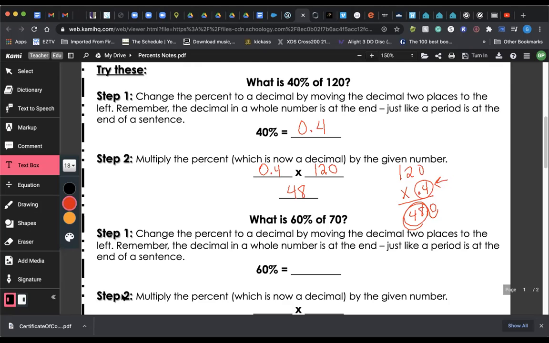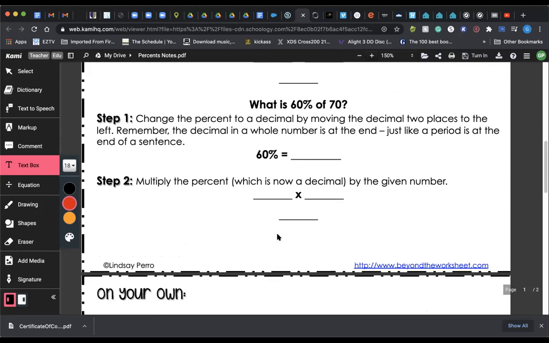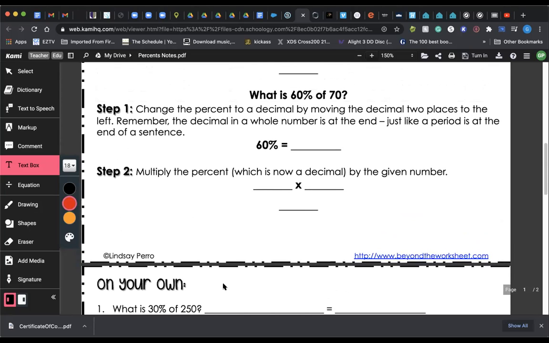What is 60% of 70? Yeah, what is 60% of 70? What'd you get? 42. Perfect.